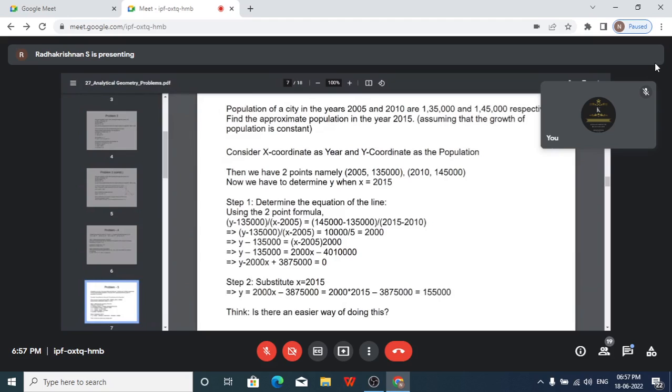So think, is there an easier way? This is a very complex way. Even though that is the way you formulate the equation, you can simply do it like this: in 5 years, this is the growth. The next 5 years, the same will be the growth. Since the growth of population is constant, we can simply write it off.